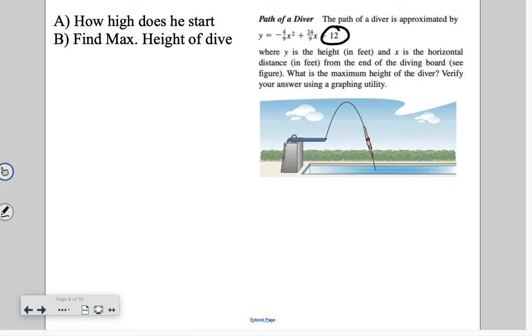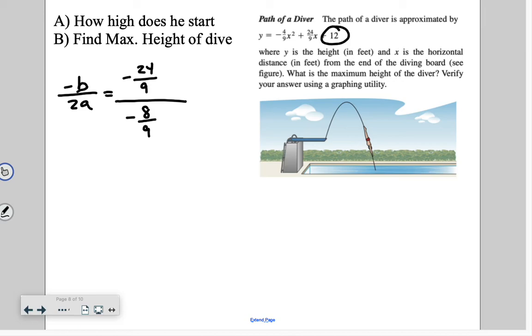Let's do a little practice here on some fractions. Okay? Opposite of b over 2a. Little fraction practice here. Opposite of b is negative 24/9 over, if we double the a value, what do I get? Negative 8. Yeah, negative 4/9 doubled is negative 8/9. Okay?